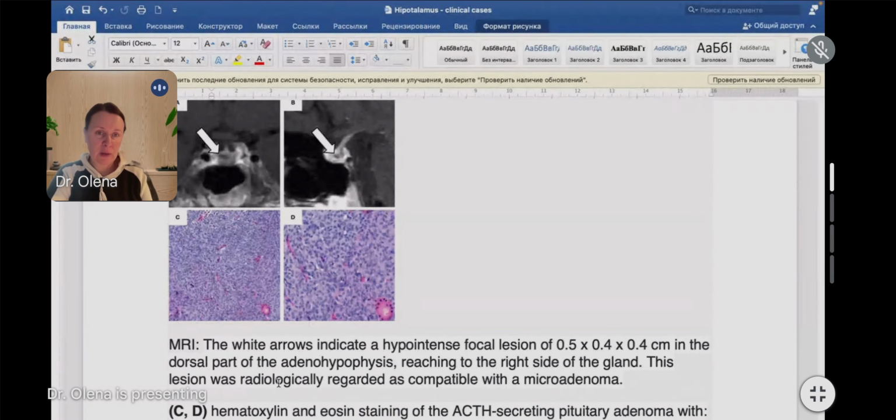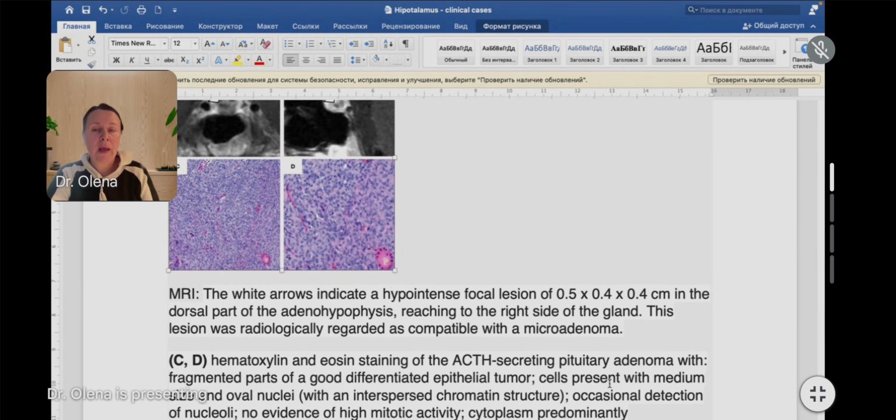During magnetic resonance imaging, a problem was determined in the pituitary region, the adenohypophysis, and you see these changes in the pictures with white arrows indicating a hyperintense focal lesion, not very big, but it could be determined with MRI, in the dorsal part of the adenohypophysis. During this examination, a microadenoma was determined.